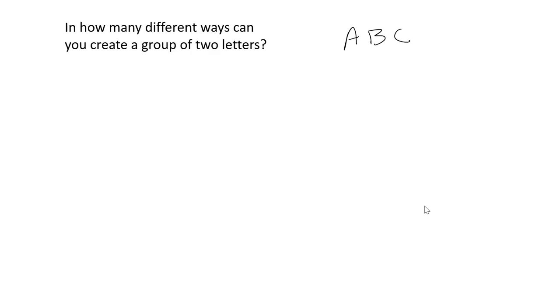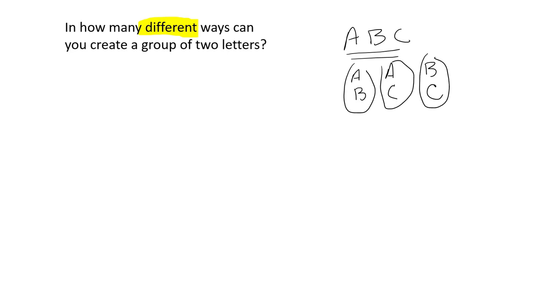Suppose you were given the letters A, B, and C. And suppose you were asked, in how many different ways can you create a group of 2 letters? Well, the answer depends on your definition of the word different. I look at the letters A, B, C. If what you mean is, well, A, B is a group, A, C is a group, and B, C is a group, then the answer to the question would be 3.